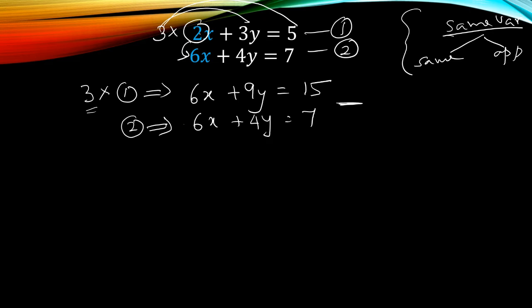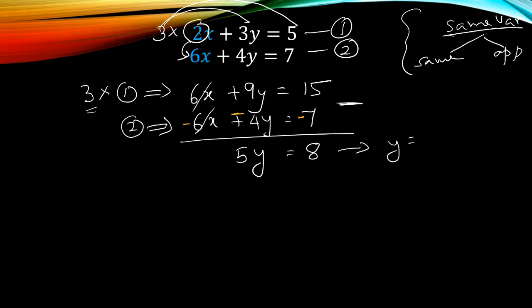So if you are subtracting, you need to subtract term by term. So once you subtract, this goes off. 6x minus 6x, 9 minus 4 is 5y, and 15 minus 7 is 8. Therefore this gives you y equals 8 over 5 as the value of y.